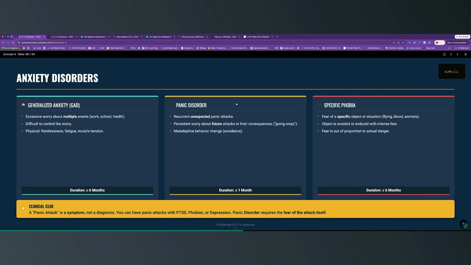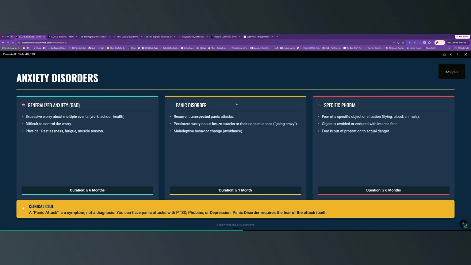Anxiety disorders, generalized anxiety, panic disorder, specific phobia. The main thing here, look at the duration. 6 months or more for generalized anxiety. Panic disorder is about a month, and specific phobia is 6 months. So when you're looking at this, the key difference for this is generalized anxiety, the way that I think of it, they just worry about everything.